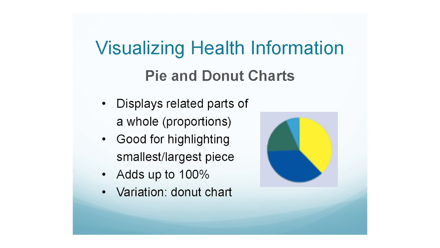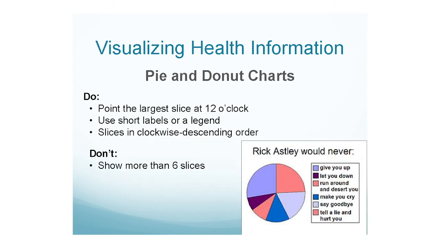The pie and donut charts are really good for highlighting smallest and largest, contrasting. They say not to do more than 6 slices because that can be really confusing. And like I said before, use the 12 o'clock rotation, and use short labels in the legend.